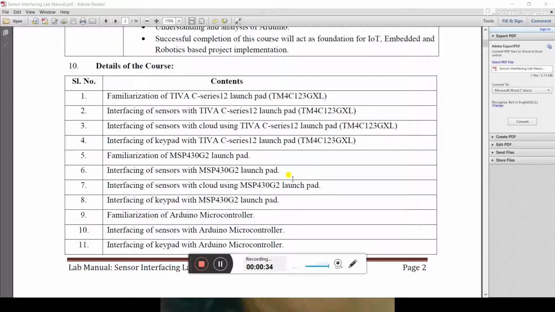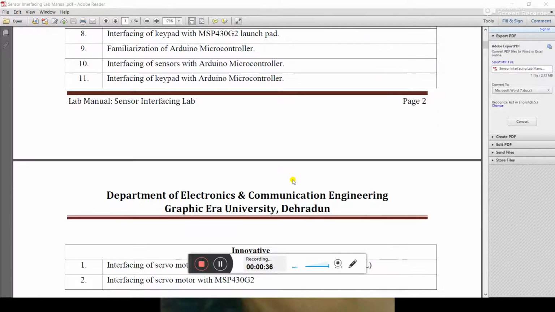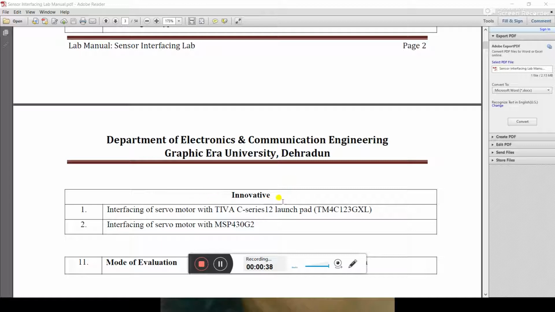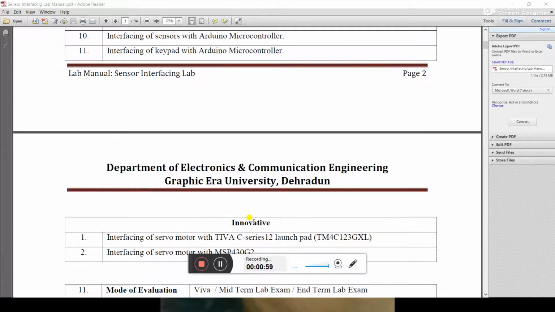One of your experiments is from the innovative experiments. In this session, before midterm, we are going to start and complete one of the innovative experiments. In another session after midterm, we will cover the other innovative experiment. So both of your innovative experiments will be covered.